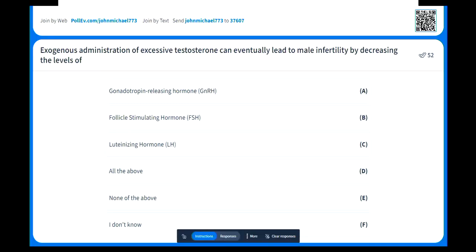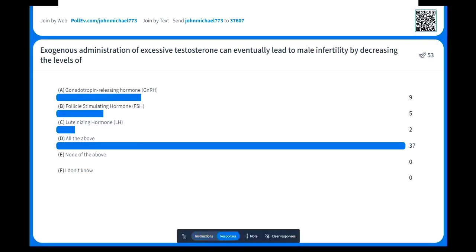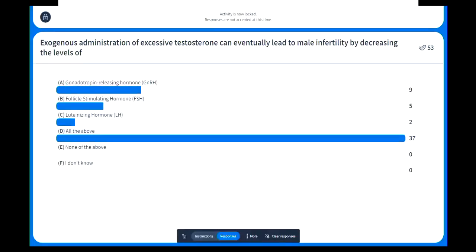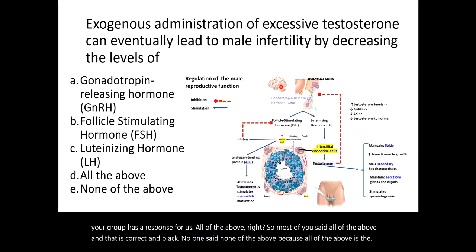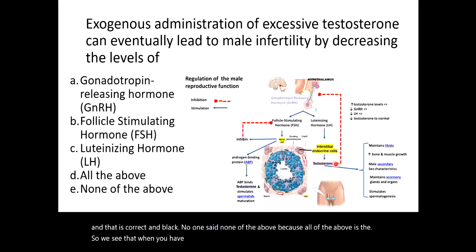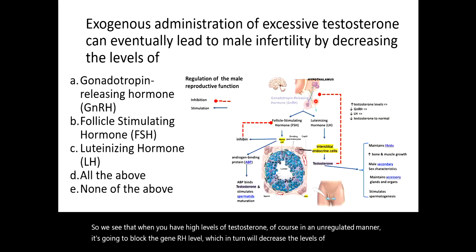All right, let's see. Is there anyone in your group who has a response for us? All of the above. Right, so most of you said all of the above, and that is correct. I'm glad no one said none of the above, because all of the above is the right answer. So we see that when you have high levels of testosterone, in an unregulated manner, it's going to block the GnRH level, which in turn will decrease the levels of FSH and LH as well.